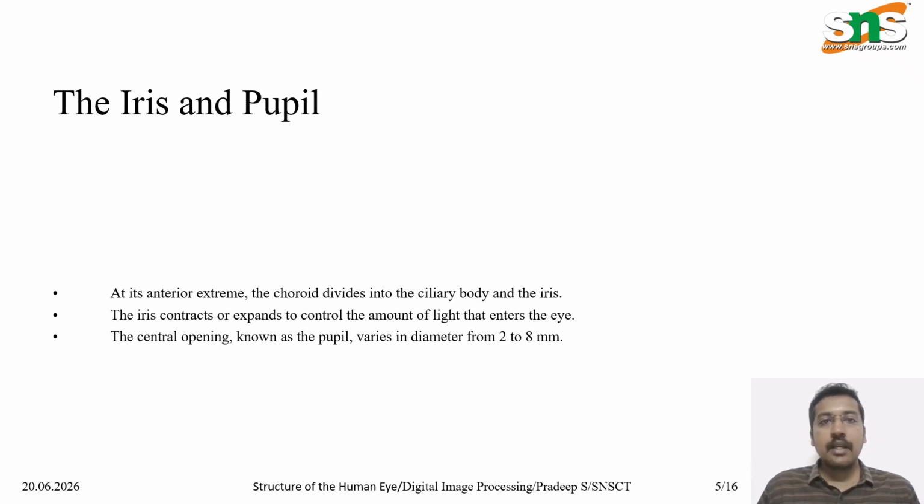The iris controls the amount of light entering the eye by adjusting the size of the pupil. The pupil is the central opening whose diameter changes depending on light conditions.